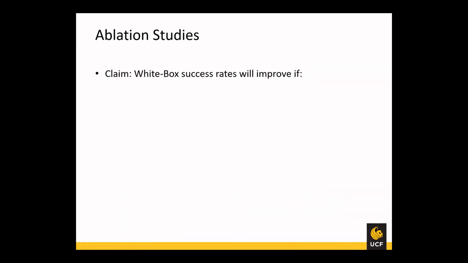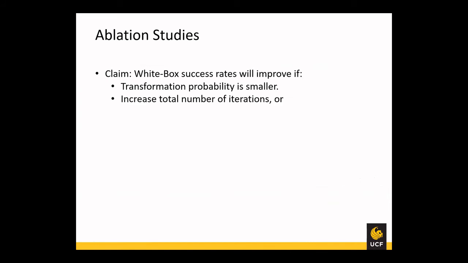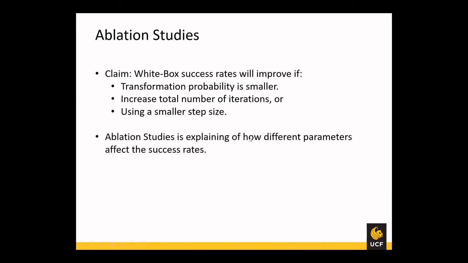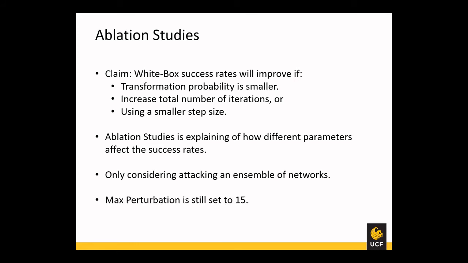Now, what they claim is that their white box success rates will improve if they move the transformation probability to a smaller value, or increase the total number of iterations, or use a smaller step size. Ablation studies are nothing but explaining how different parameters affect the success rates. In this case, they have only considered attacking an ensemble of networks, and they have tried to vary these parameters one by one and see how the graphs look. The max perturbation is still set to 15, for the same reason.